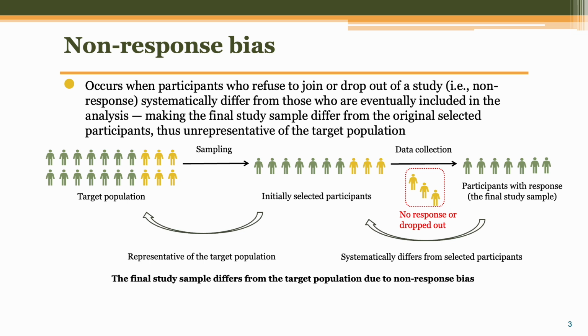As demonstrated in this figure, the initially selected participants are representative of the target population, with 7 men in color green and 3 men in yellow. However, during the data collection process, the 3 yellow men are non-responsive or have dropped out, and only the green men remain in the study and are eventually included in the analysis, leading to the final sample systematically different from the initially selected participants as well as the target population.